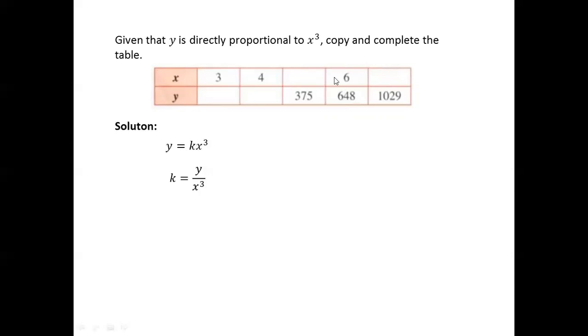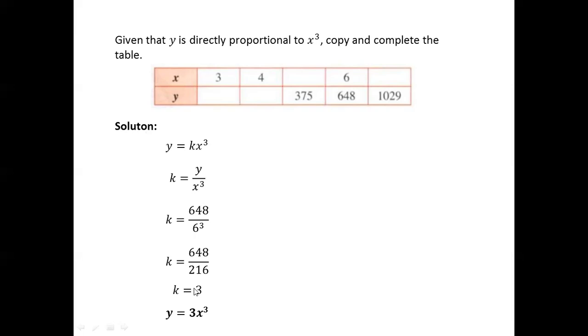Now, notice that in the fourth column, we have x and y values. We can use this to substitute the values here. Y is 648 while x is 6. And then we cube 6. 6 cubed is equal to 216. And 648 divided by 216 is equal to 3. Substituting this value of k to the general equation, we now have y is equal to 3x cubed.